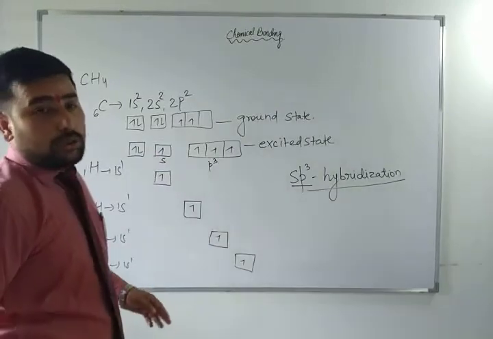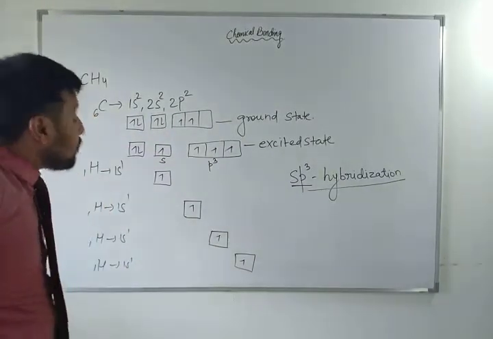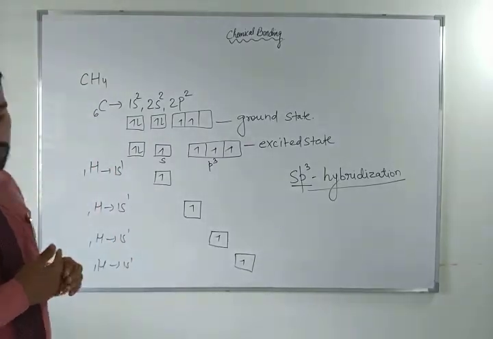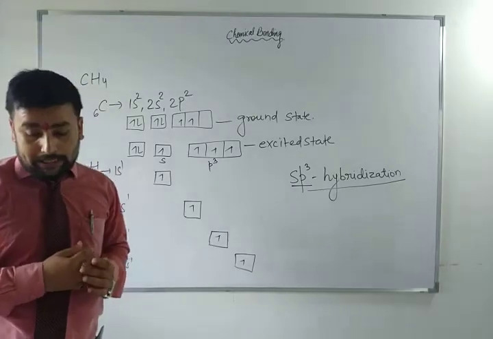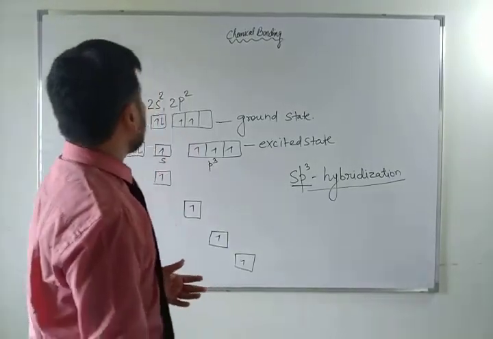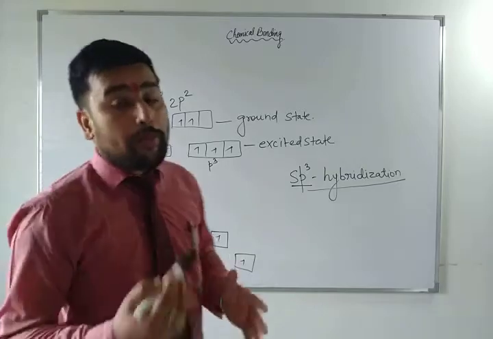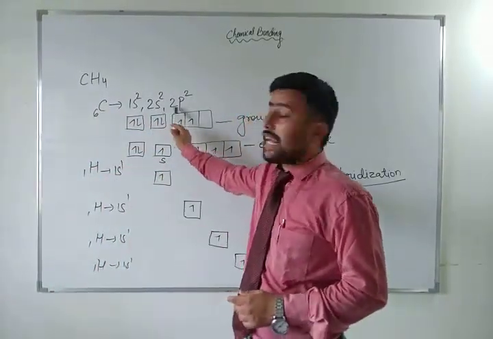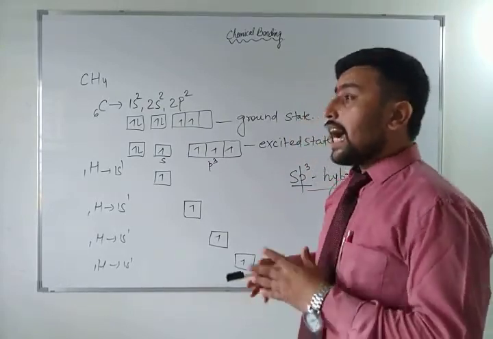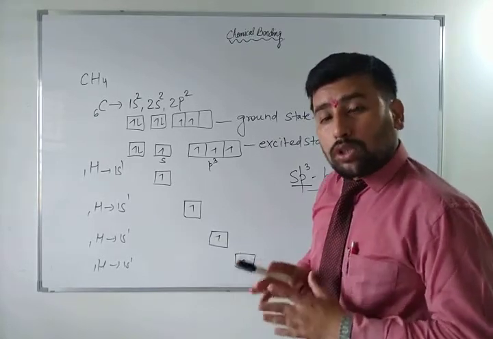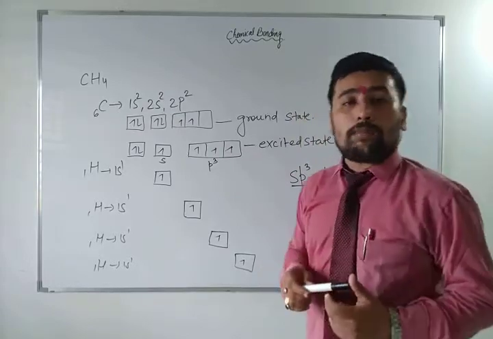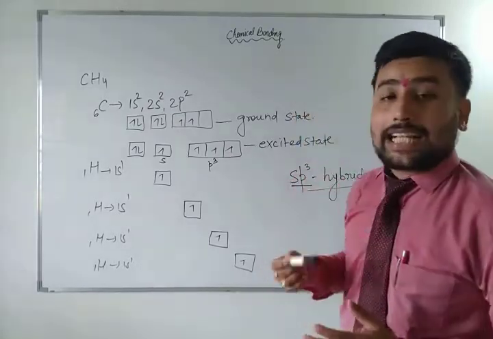If anybody asks you, remember the words: the number of hybrid orbitals is equal to the number of atomic orbitals that get hybridized. Now the question is, from which electrons will these hybrid orbitals be generated? From the valence electrons. The outermost shell electrons will generate hybrid orbitals. So the number of hybrid orbitals is equal to the number of atomic orbitals that get hybridized.